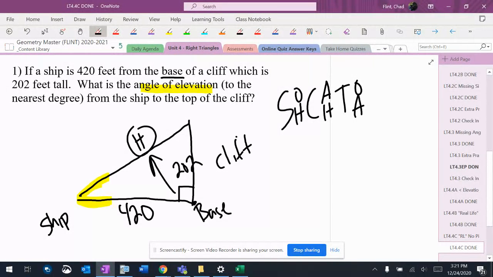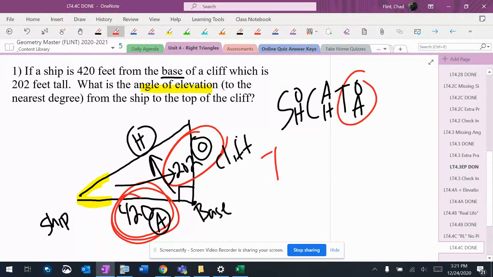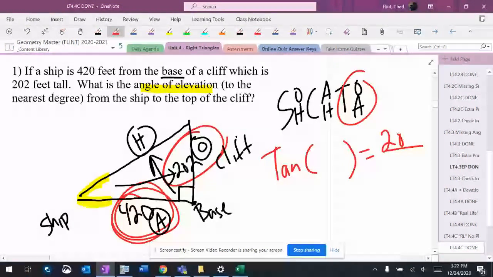There's the hypotenuse. There's the opposite. There's the adjacent. So in this problem, I know the adjacent. Whoops, I know the opposite. I'm going to make it a tangent problem. So tan, parentheses, fraction. Opposite goes on top, that's 202. Adjacent goes on the bottom, that's 420. We don't know the angle.